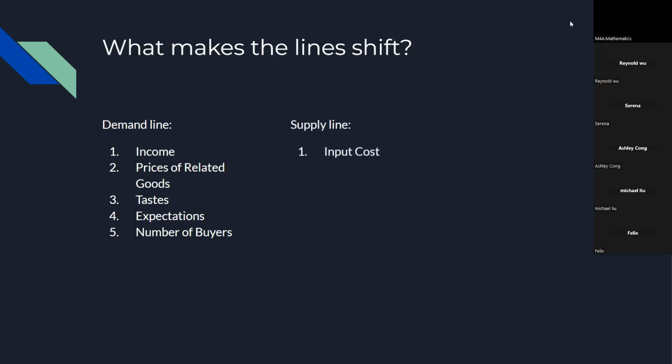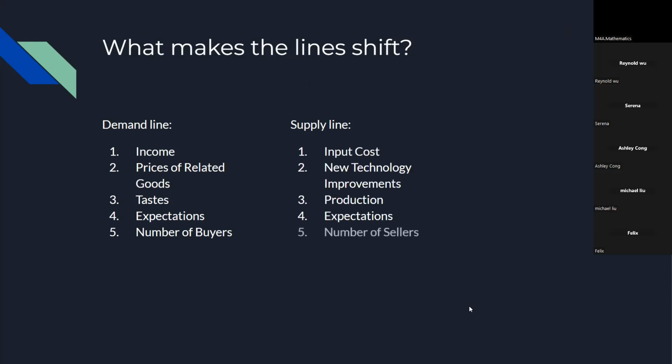Next, we have the supply line, which is these 5, some of which mirror the demand shifters. So the supply shifters: input cost, how much it takes to make one item. This is kind of related to income, like how much does it take to buy one? So input costs: say potatoes become more expensive, then it's going to be more expensive to make French fries because you need potatoes to make French fries. And thus less potato chips or French fries will be made.